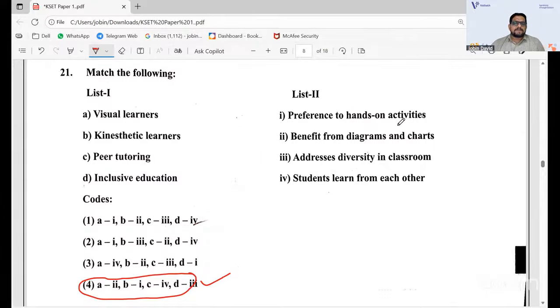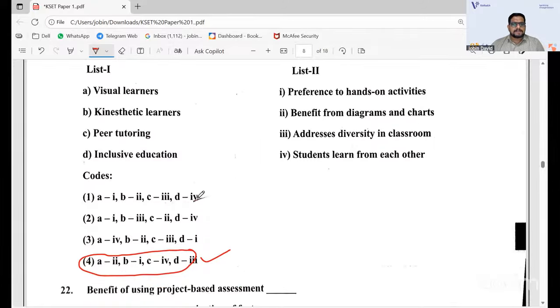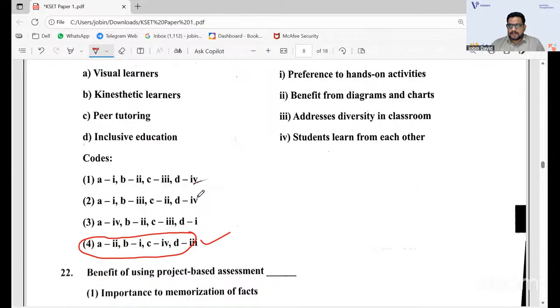They prefer hands-on activities because they are kinesthetic learners. And then inclusive education addresses diversity in the classroom. That is the answer. So option 4 will go with 21.